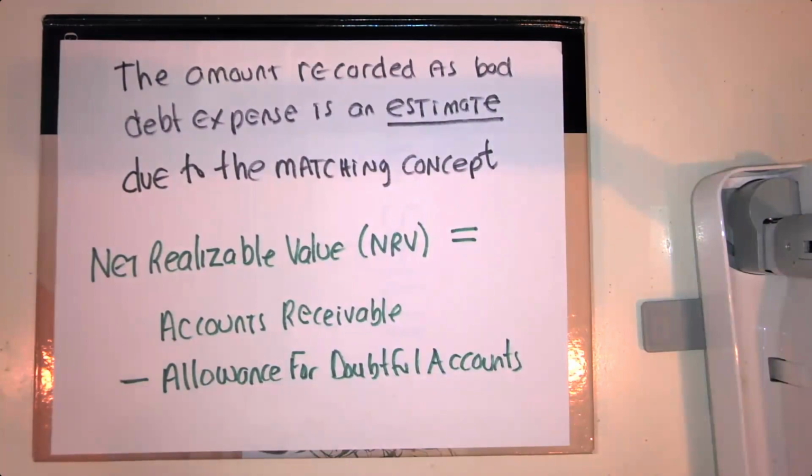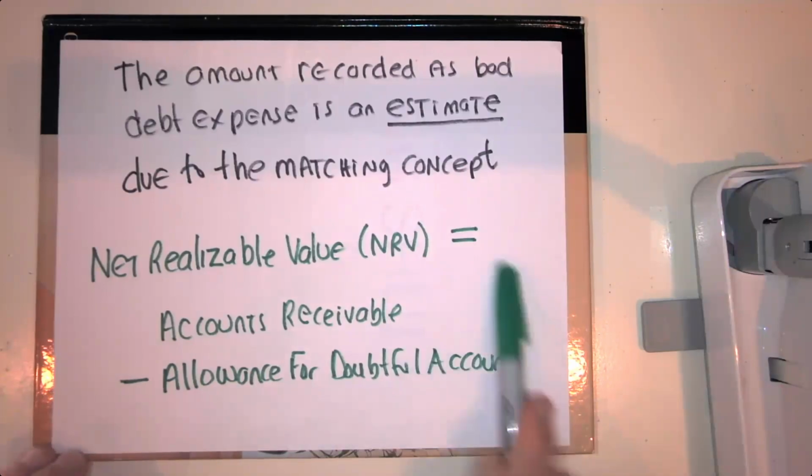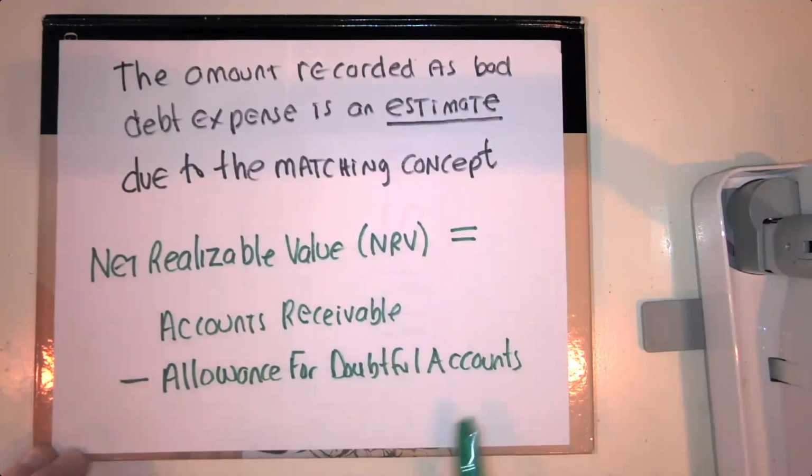One thing to maybe make note of, exam 2, I know it's about a month away, but exam 2 is much more calculation focused than exam 1 was. Exam 1 had a lot more conceptual stuff. So you've got to be able to do calculations kind of like this. You come up with the NRV: accounts receivable minus the allowance.